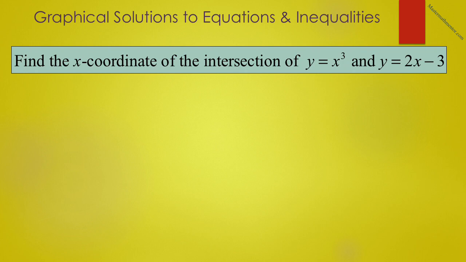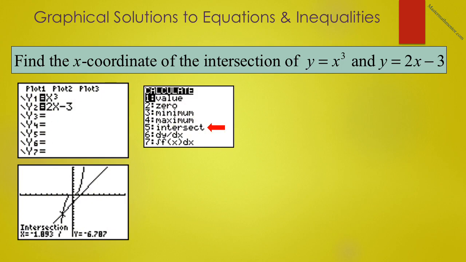Many times in calculus, we need to find the intersection of two equations. In this case, we're asked to find the x-coordinate of the intersection of the curves y equals x cubed and y is equal to 2x minus 3. We graph both functions, y1 to be x cubed and y2 to be 2x minus 3. We go to our calc menu and this time choose number 5, intersect.